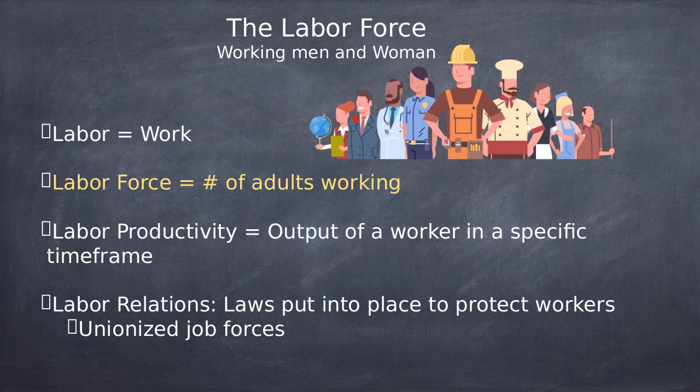Labor productivity is the output of a worker in a specific time frame. So if we're going to build a house and somebody shows up and says, okay, I can put walls up in a day, that is the output of that worker in a specific time frame. So labor productivity is one wall, the walls of a house done in one day. That's the productivity.